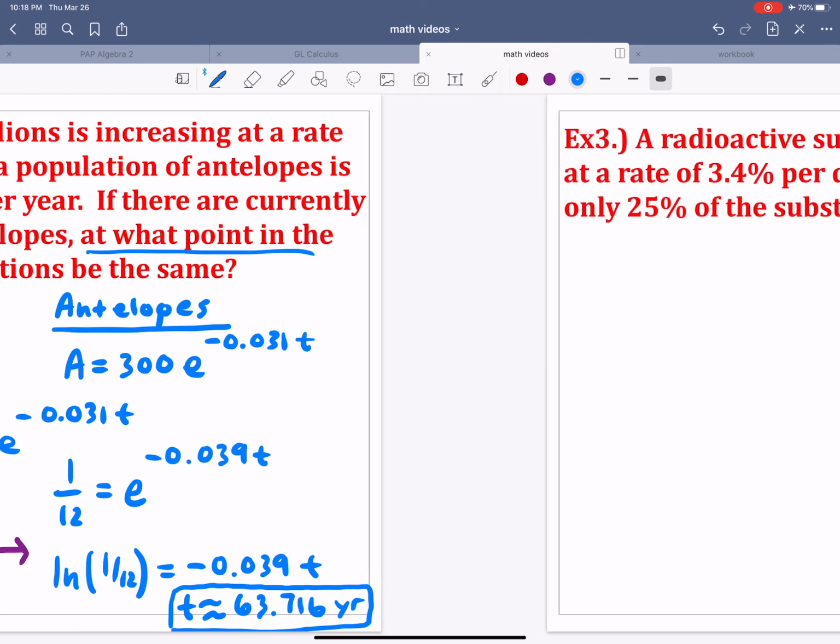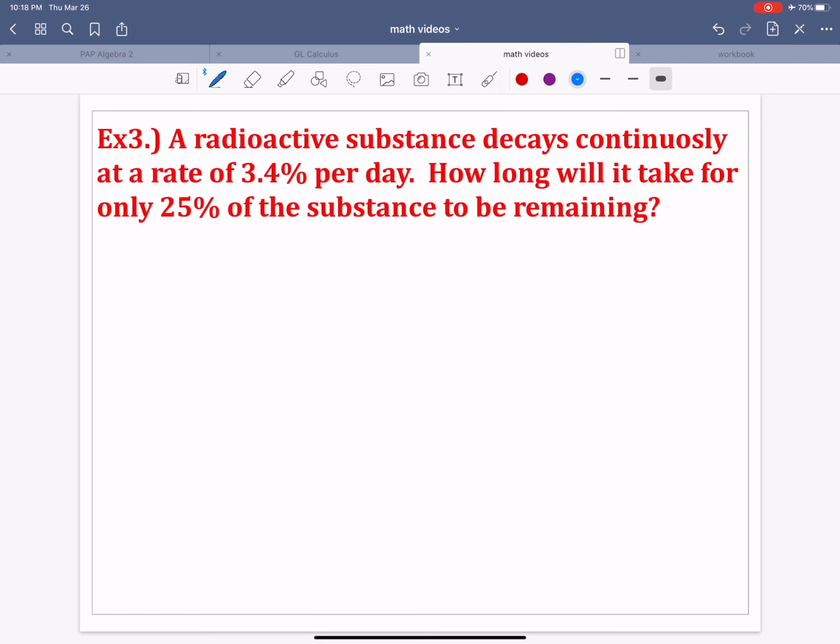Okay, next question. Example number 3, radioactive substance decaying. Decay of radioactive materials is probably one of the most common Algebra 2 application problems in this content. So if you're not one of my students, this is probably a question that you've seen in your class or on your homework. So pay attention.